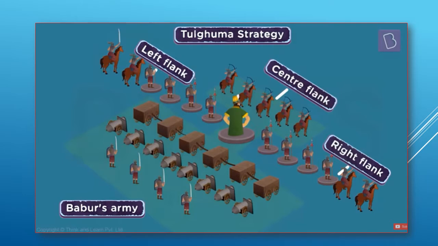Children, as I told you, Babur was a brilliant military commander, and to fight wars, he used the Tulghuma strategy. Now, what was this strategy? Yes, he divided his army into three parts. It was called the left flank, the center flank, and the right flank.